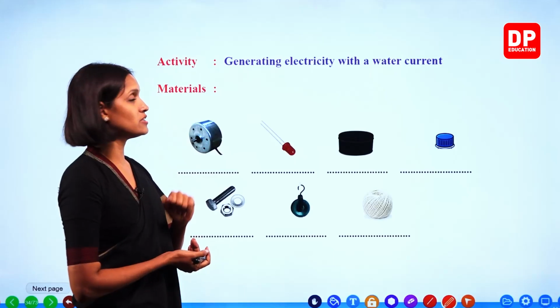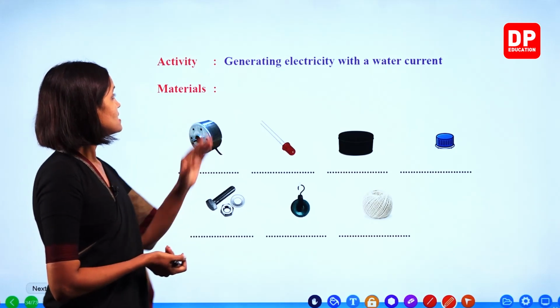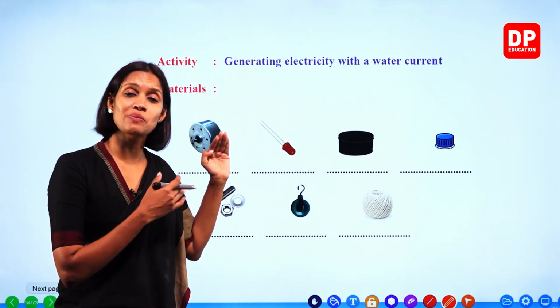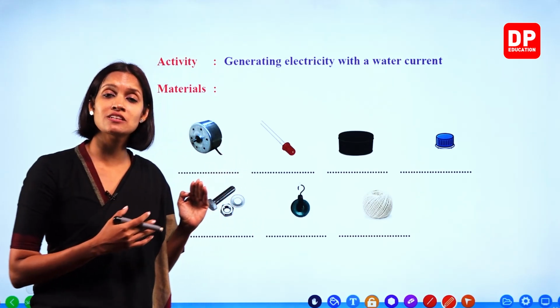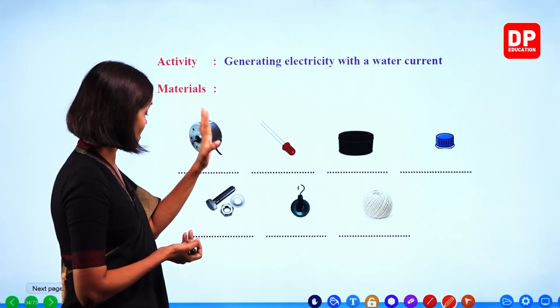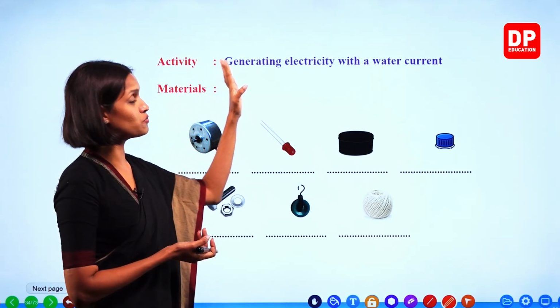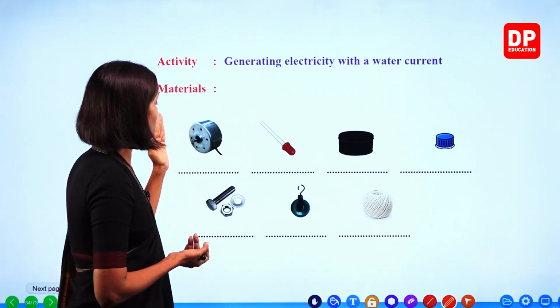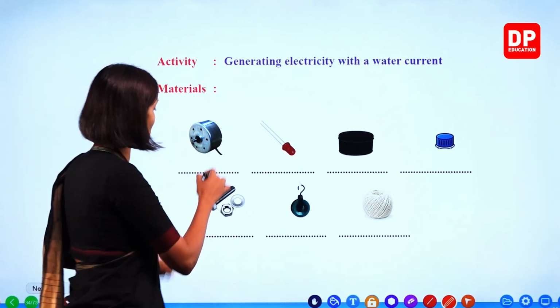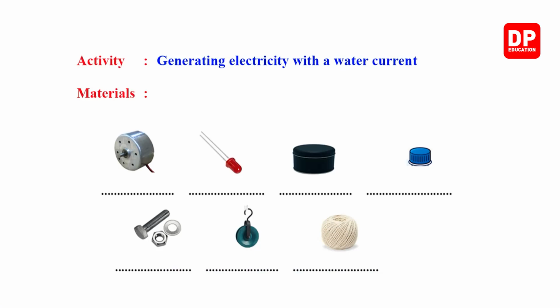So the activity we are going to do now is generating electricity with a water current. Earlier we did a similar activity to generate electricity with the help of wind. Now we are going to do the same activity using a water current. So we are going to make a similar setup. So what do we need? We will write down a 12 volt car cassette motor.